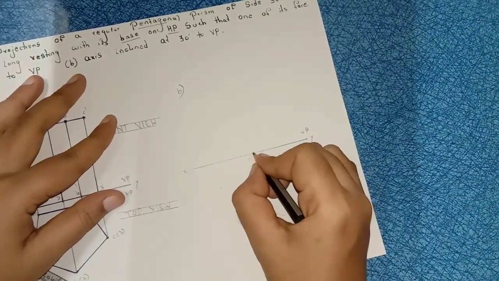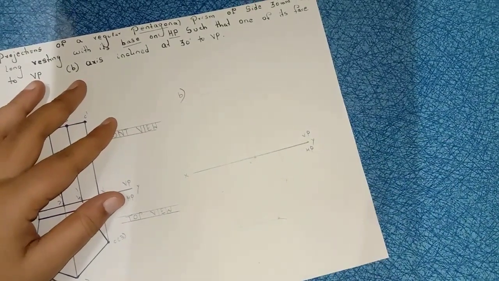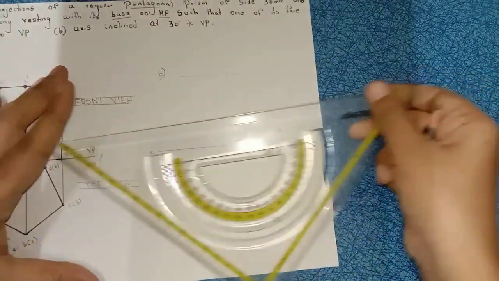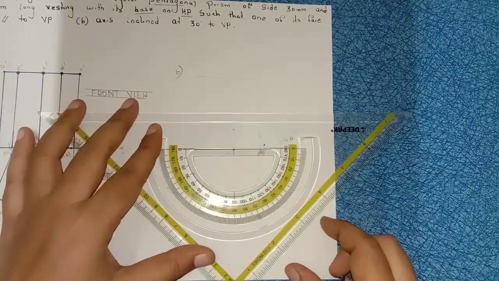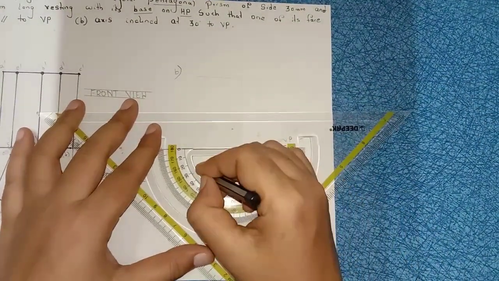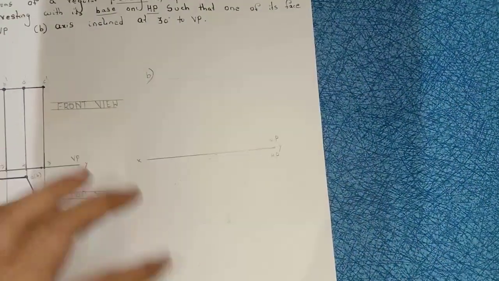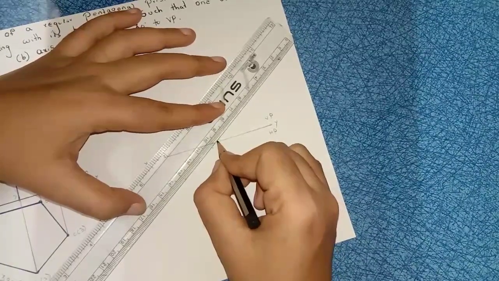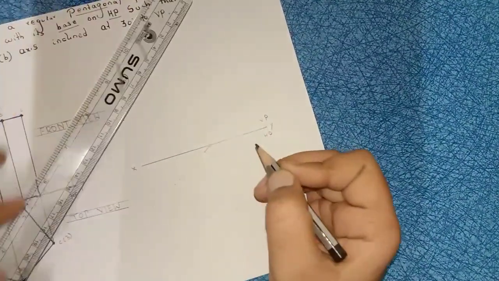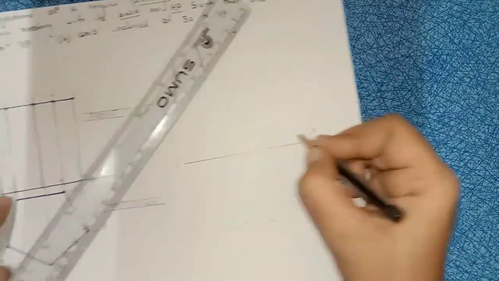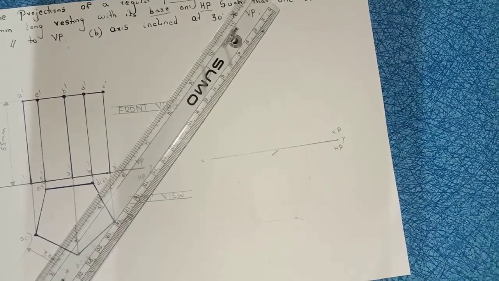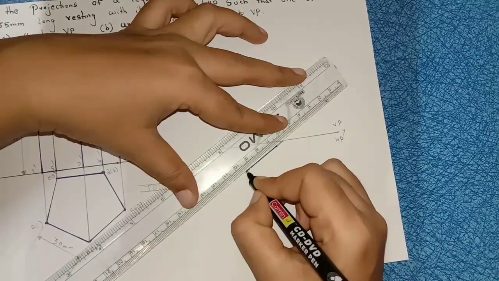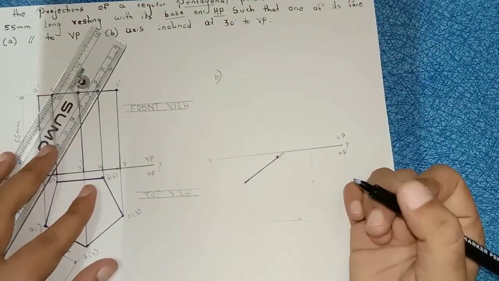I am marking a point on the reference line. I can mark the point anywhere. Right, after that I will place my protractor on that point. I will mark a 30 degrees angle. Right, after that, here they didn't mention any distances, so I am leaving a 5 mm gap first, right? Now from this point I will draw a line 30 mm, right?